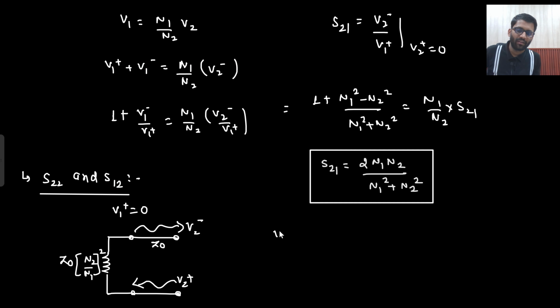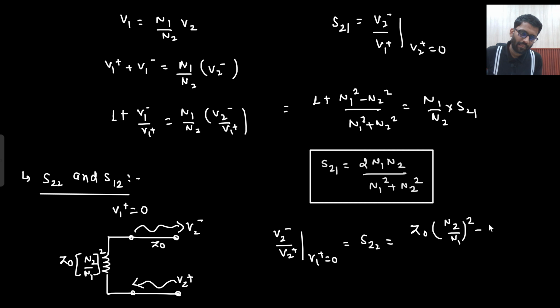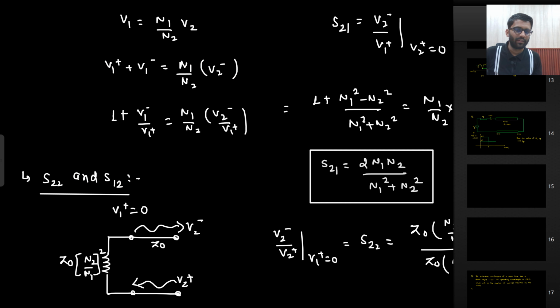Now if I need to find V2 minus divided by V2 plus, considering that V1 plus is equal to 0, that would be equal to S22. So that would be equal to ZL minus Z naught upon ZL plus Z naught. So what you are getting is S22 equals, just mathematics, nothing else. S22 is equal to N2 square minus N1 square divided by N2 square plus N1 square.